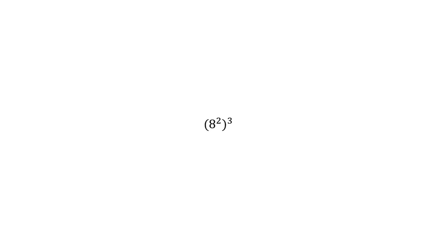Now, once I've written it like that, and I know my exponent rules, I know that the power on the outside of the brackets I multiply by the power on the inside, and now I've got 8 to the power of 2 times 3, which is just 8 to the 6. So I've gone from 64 to the power of 3 to 8 to the power of 6, and I've rewritten my power as a power of a different base.